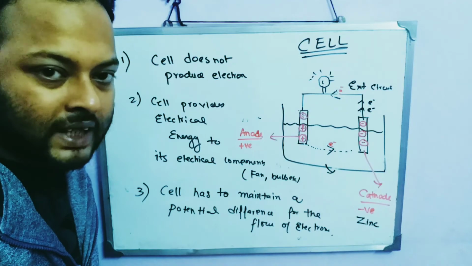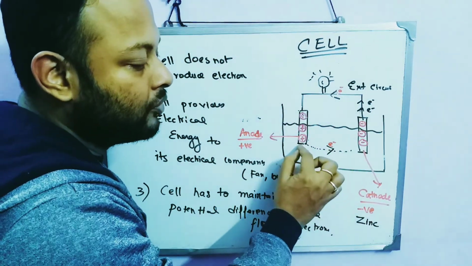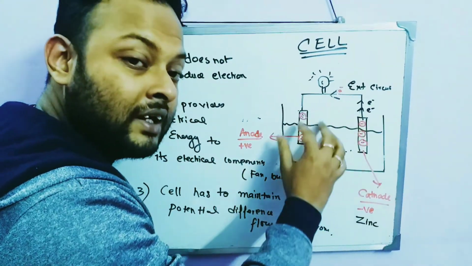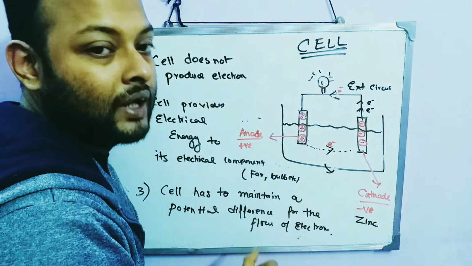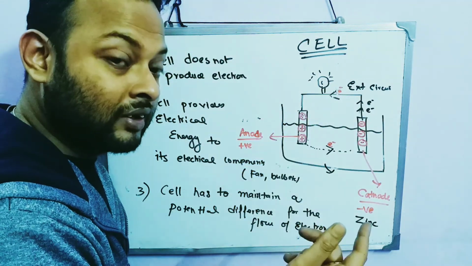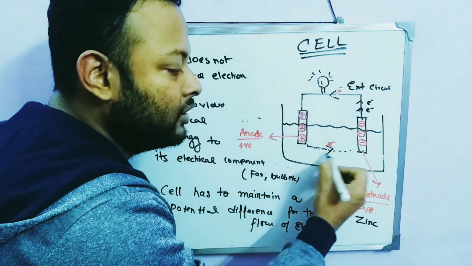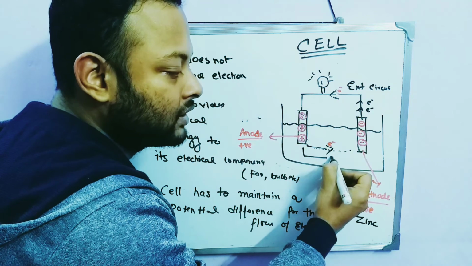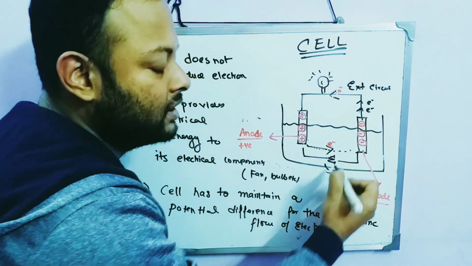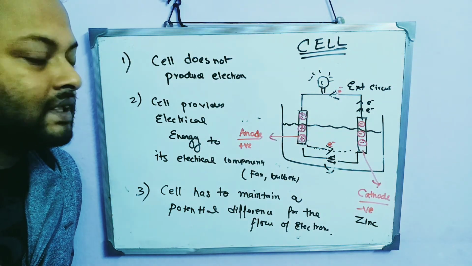And what is EMF? I think I already told you, that is the potential difference between the positive terminal and negative terminal inside the electrolyte, meaning not externally. Externally we'll discuss in the next video, that is the terminal voltage. So internally, whatever is the voltage between this positive and negative, that is called the EMF. I hope you understood what EMF is and what a cell is.